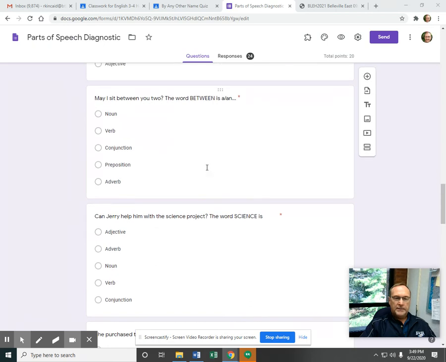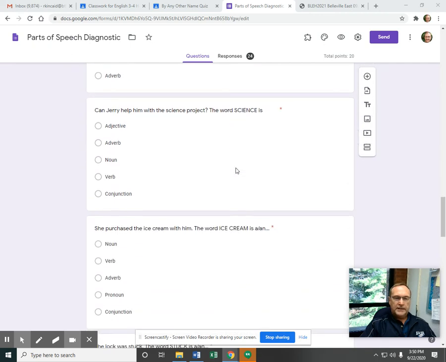The next one says, may I sit between you two? The word between is another preposition. All right, so between you two, it would show the relationship of I between these two people.